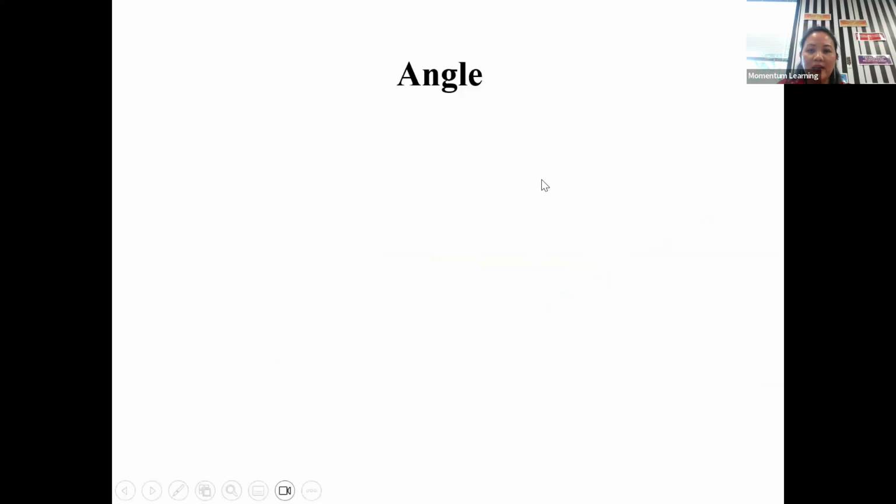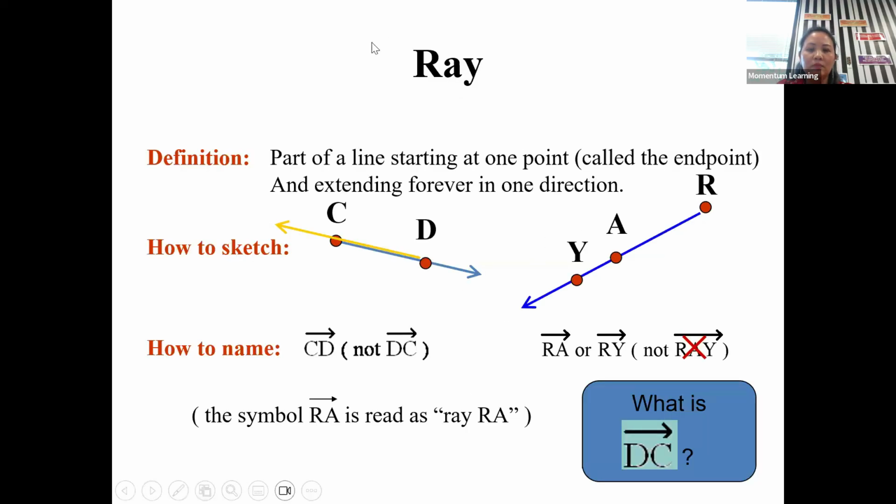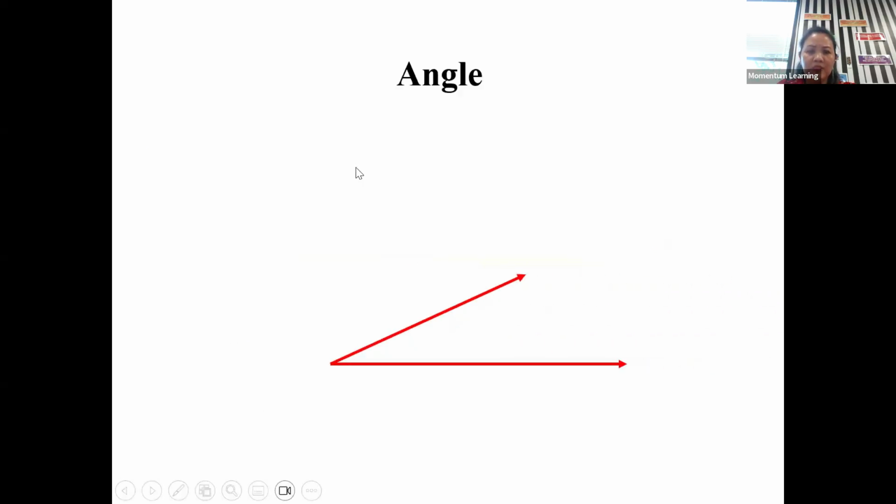So the next thing we're looking at is angles, and how can we name an angle? So by definition, what is an angle? An angle is, this is how an angle looks. We learned this from Math 7, right? When you have two rays connecting at the vertex, then the opening from the first ray to the second ray, those are basically the measure of the angle.